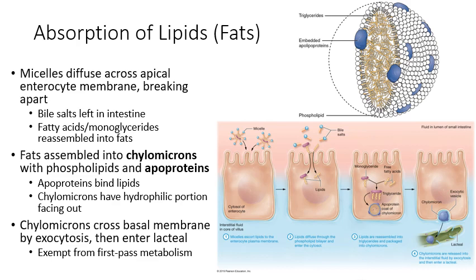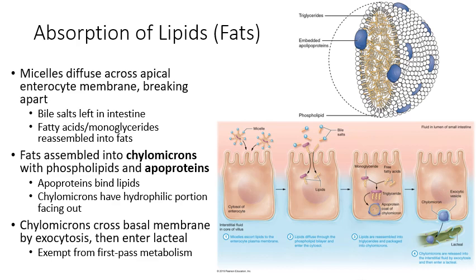And then once you've got those free fatty acids and monoglycerides inside the enterocyte, they get reassembled right back into fats. So all that work you did to break down the fats into free fatty acids and monoglycerides, it was just to get that stuff transported into the enterocyte. Then as soon as it's inside, you put it back together as a fat.